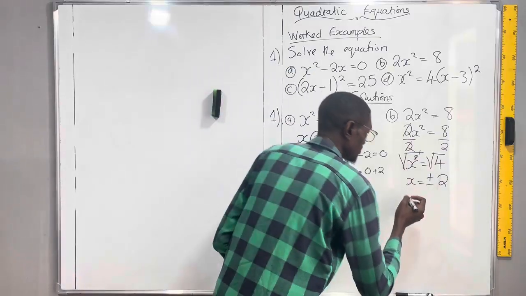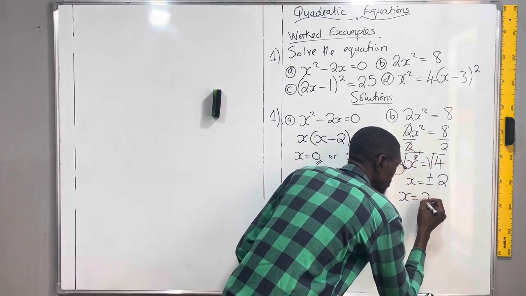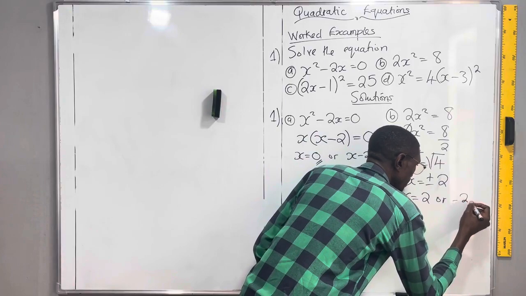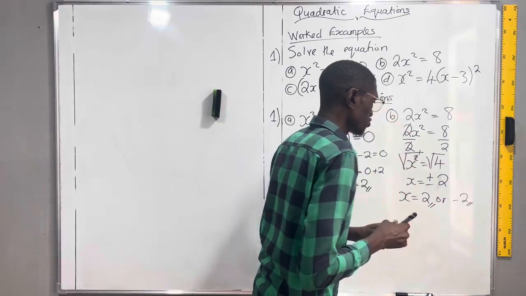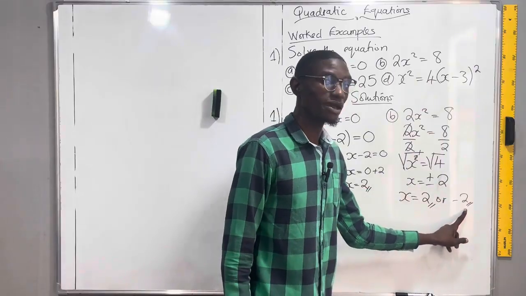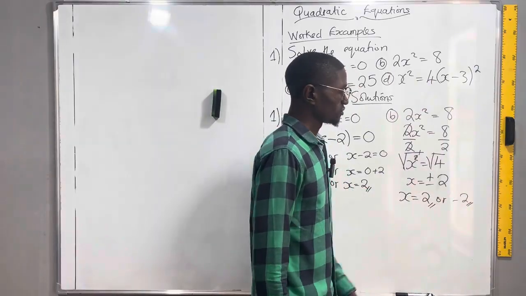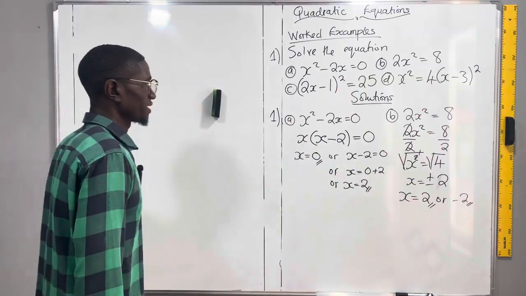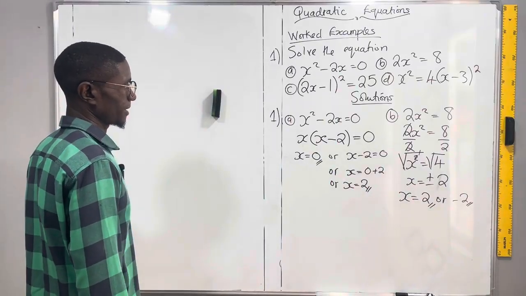So meaning here, the values of x are going to be positive 2 or negative 2. Because 2 times 2 gives us a 4. Negative 2 times negative 2 also gives us a 4. And you are done. We now go to the next one.